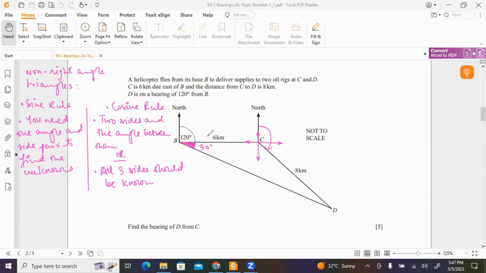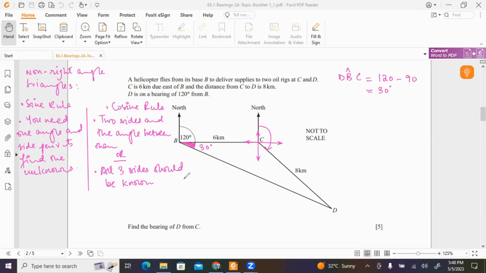The reason is that every quadrant is 90 degrees. So if we subtract 90 from 120, that gives us angle BBC, which is 120 minus 90, which is 30 degrees. So that gives us an angle. So now what we have is two lengths and one angle.